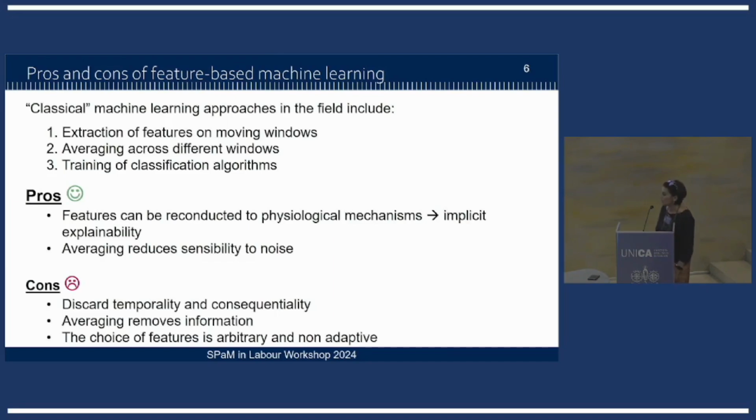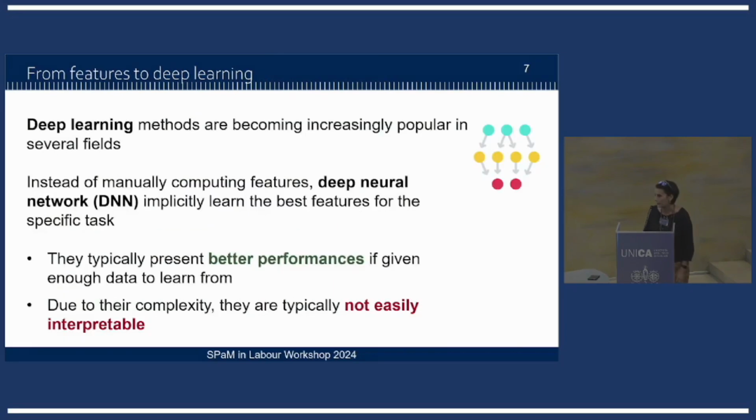Then, the averaging adopted in machine learning reduces the sensitivity to noise. But the cons are that we do not consider the time evolution, so we lose the concept of time evolution. Averaging can remove information, and the choice of the features is mainly arbitrary, not made in an adaptive way.